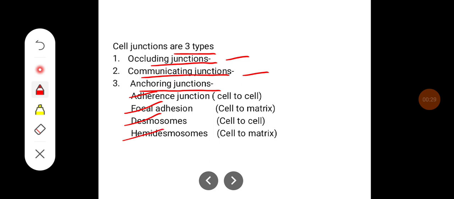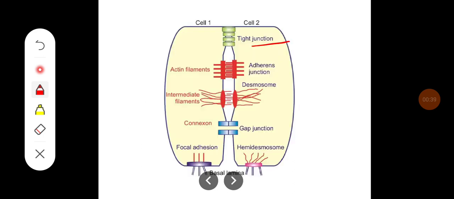Adherens junctions and desmosomes connect a cell to another cell, whereas focal adhesion and hemidesmosomes connect the cell to the extracellular matrix. So here are the examples of different cell junctions: tight junctions, adherence junctions, desmosomes, gap junction, hemidesmosomes, and focal adhesion. The tight junctions are occluding junctions.